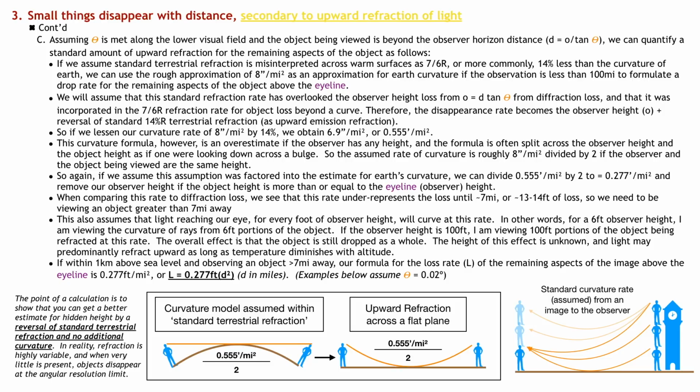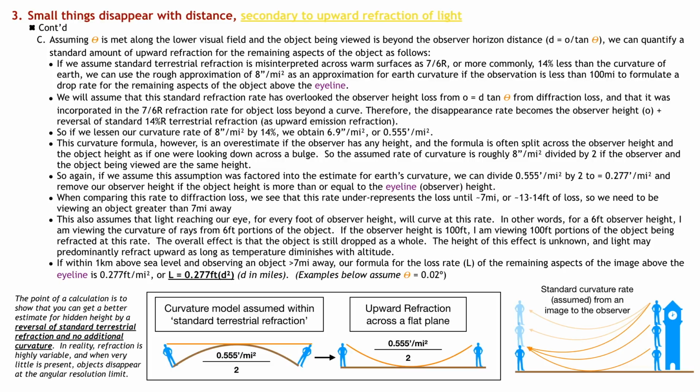And we're going to reverse that phenomenon and instead bend the light across a flat surface, which is what I depicted to the right of that picture. So again, if we assume this assumption was factored into the estimate for the Earth's curvature, we can divide 0.55 feet per mile squared by 2 to get 0.277 feet per mile squared, and remove our observer height if the object's height is more than or equal to the eye line or the observer height. Essentially, I can remove it as a factor, as long as the two points across the bulge are of roughly equal height.